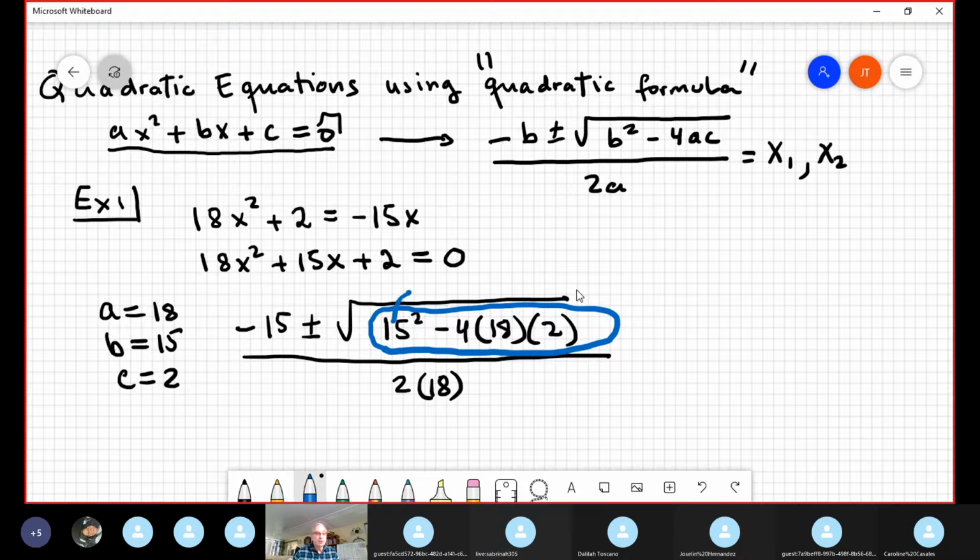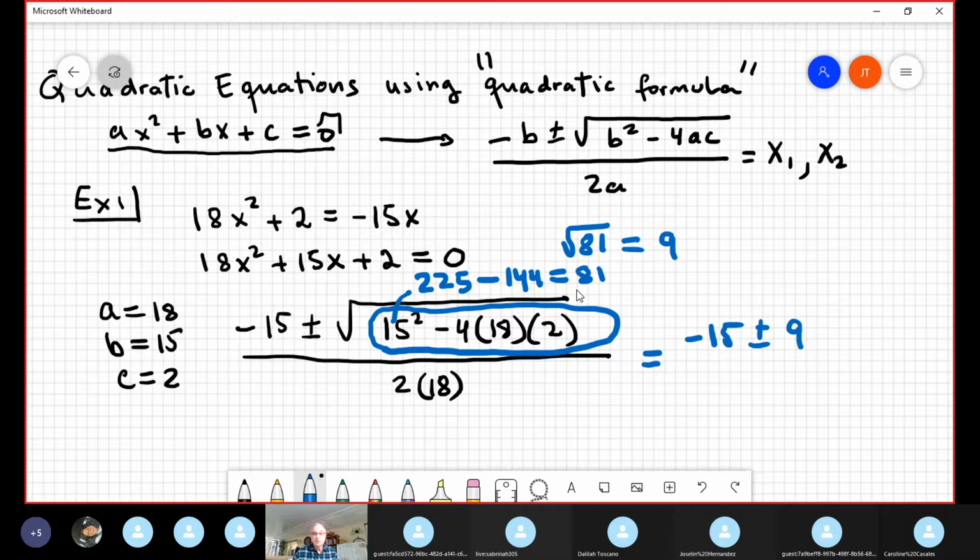Okay, so I focus on the operation inside the radical according to the order of operations. And 15 squared I put in my calculator is 225, minus the multiplication 4 times 18 times 2, which is 144. And when you subtract this, the answer is 81. And the square root of 81 is 9. And so far, the solution is minus 15 plus or minus 9 divided by 36, because 18 times 2 is 36.